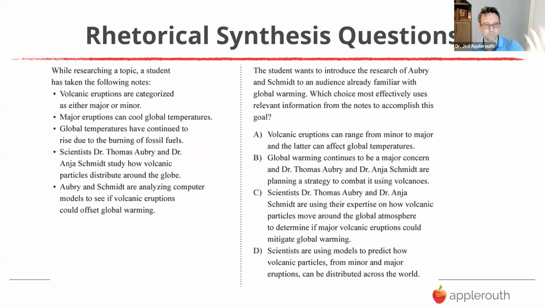Volcanic eruptions are major or minor. They can cool temperatures. Temperatures keep rising. The scientists are studying how they distribute particles. Aubrey and Schmidt are analyzing models to see if it's offsetting global warming. And then you answer a question: which choice effectively uses the information to accomplish this goal?